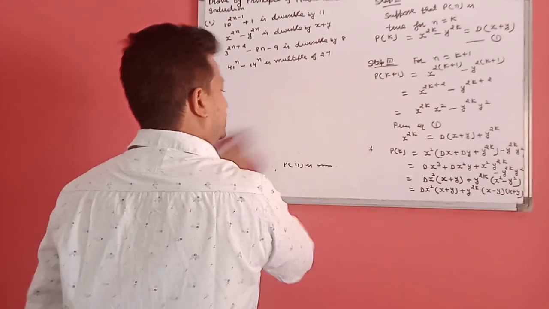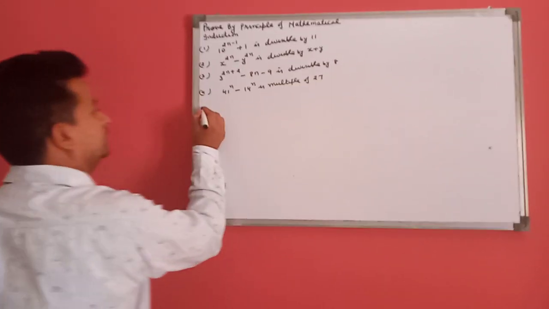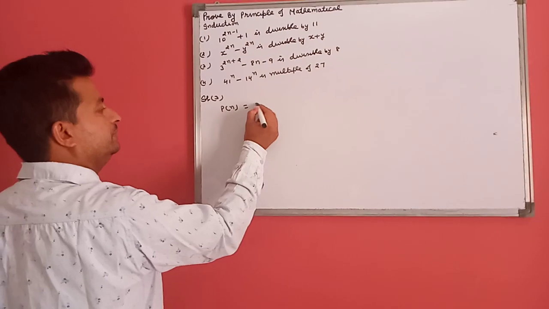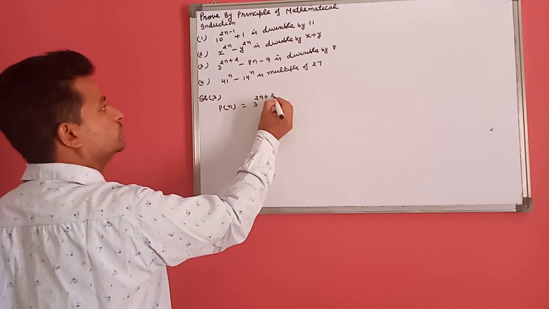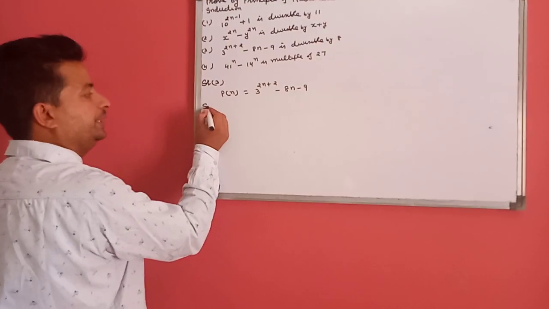In question number 3, the statement is: we take it as P(n) = 3^(2n+2) − 8n − 9 is divisible by 8.